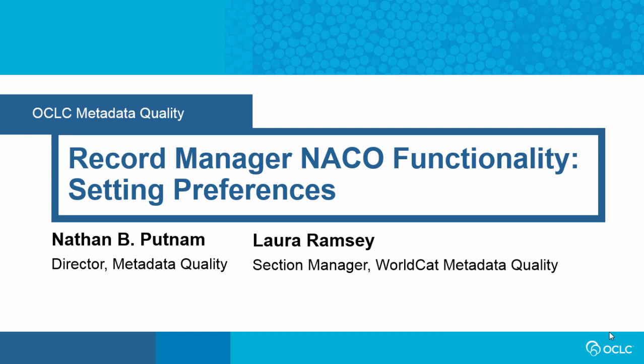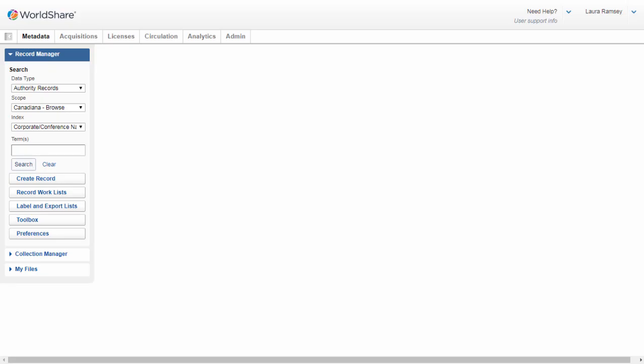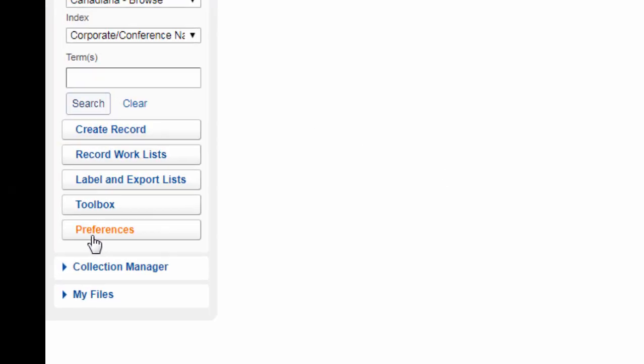In this video, Laura is going to show us different options in the Search Preferences menu, options for the data type, scope, and index menus, saving your preferences, and preferences for working with records. Laura? Thanks, Nathan. I'm going to start out logged into Record Manager, and at the bottom of the left panel, you'll see the button for Preferences.